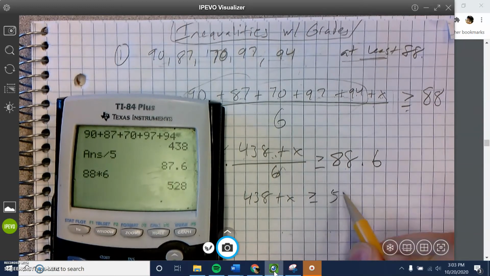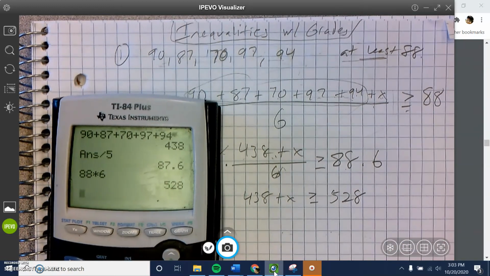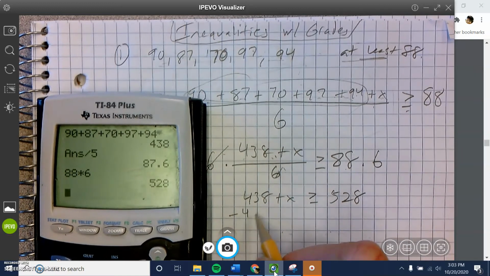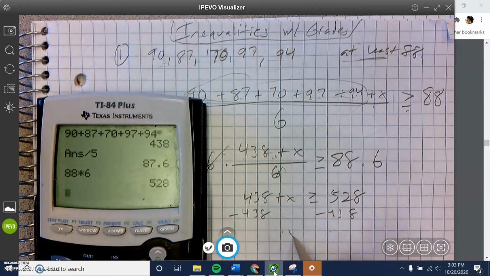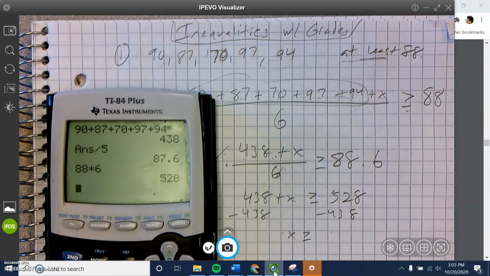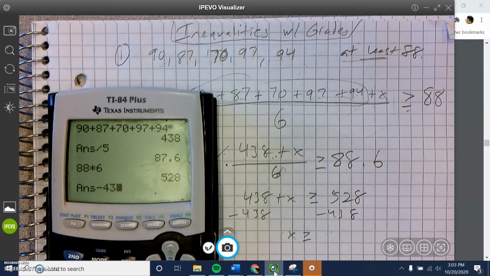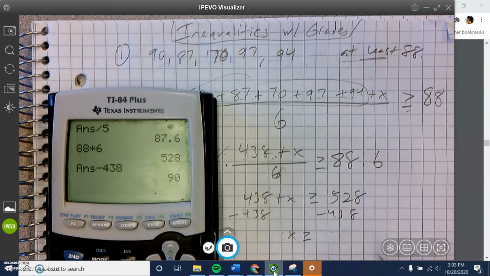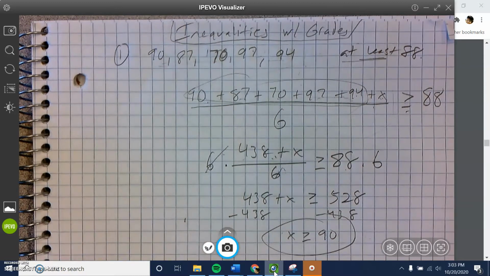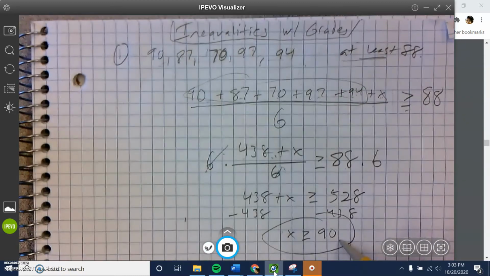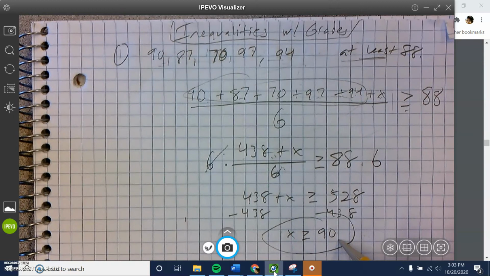is 528. Subtract 438, and X is greater than or equal to 90. So his next test must be at least a 90. He could get a 91, he could get a 95, he could get a 100, he could get a 99.